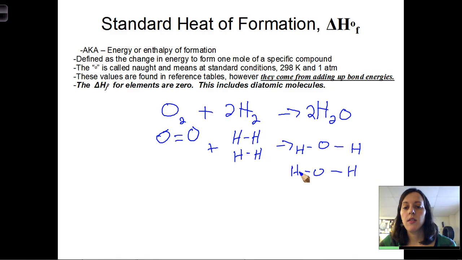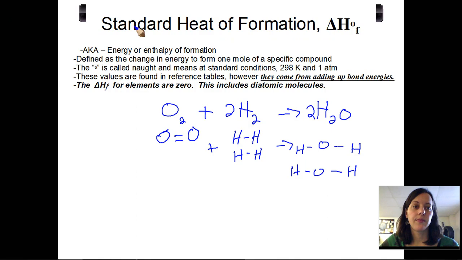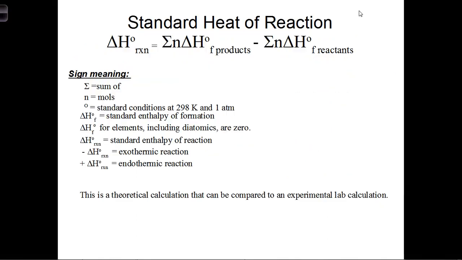So to calculate the standard heat of formation to form 1 mole of water, it's to form one of these, and it's how much energy it takes to break these bonds as well as these bonds, and then how much energy is given off when these bonds are made. And you add all of those up, and that's how you come up with your standard heats of formation. You could do all that individually, but thankfully there are tables for that as well. So we're going to use this equation to calculate our standard heat of reaction.